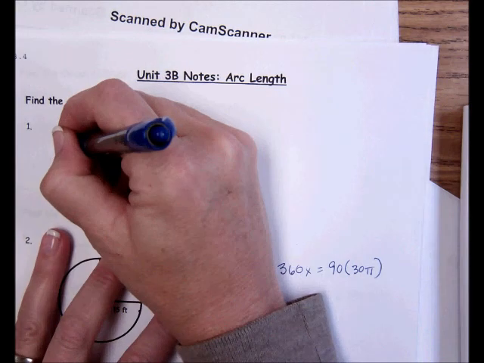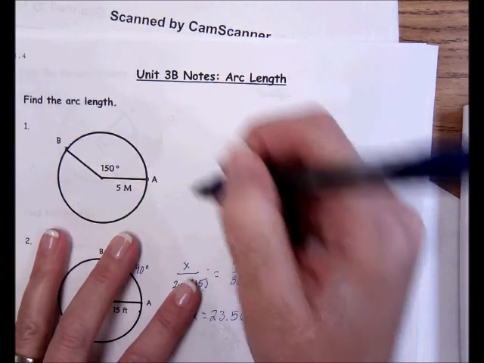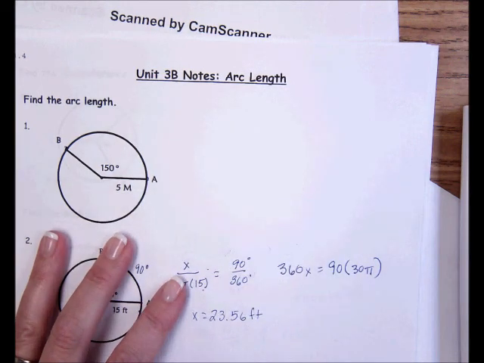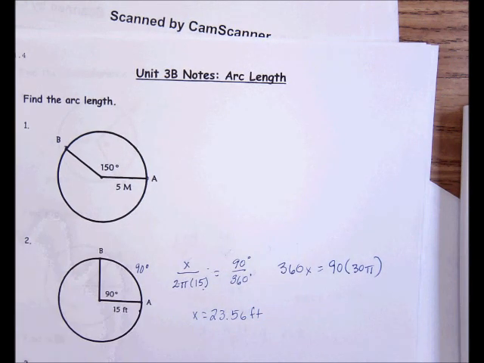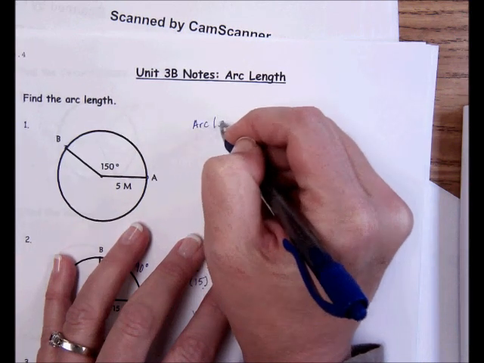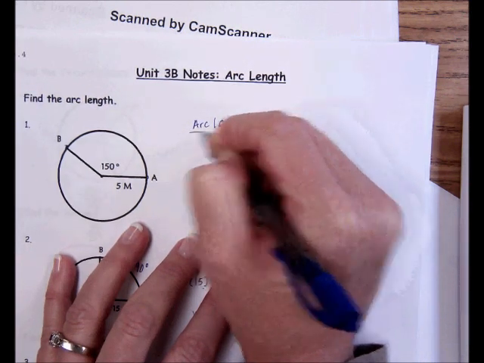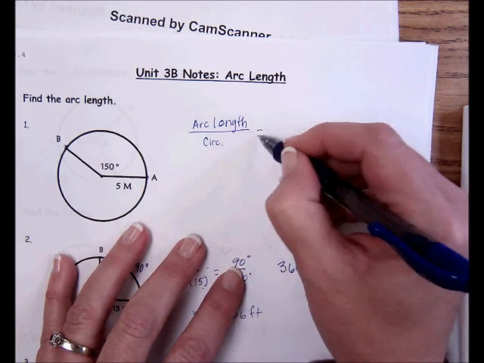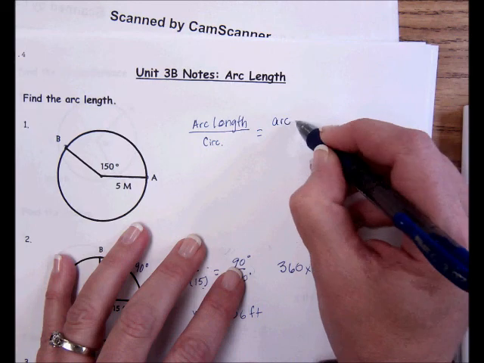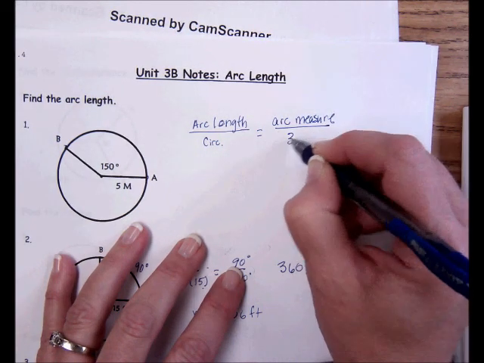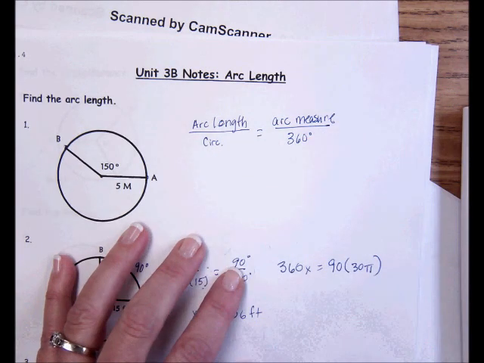So that means the length of AB is going to change because my radius is 5 meters in this situation. So we had a certain formula: arc length, which is different than arc measure, over the circumference of my circle is equal to the arc measure in degrees over 360 degrees, which is my whole circle.